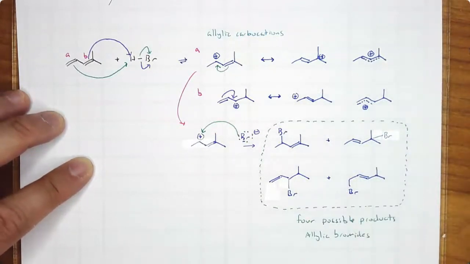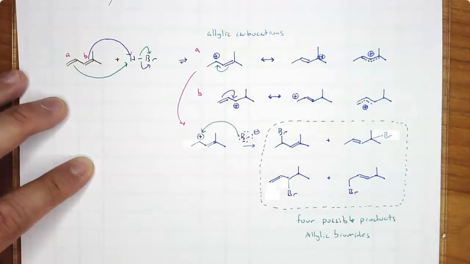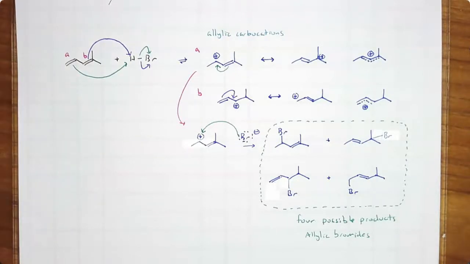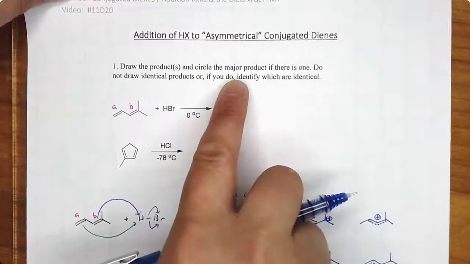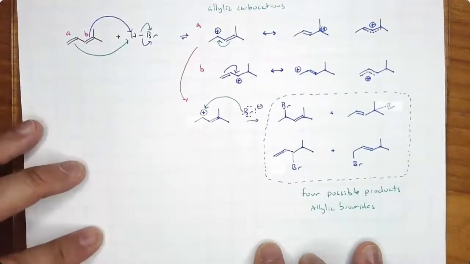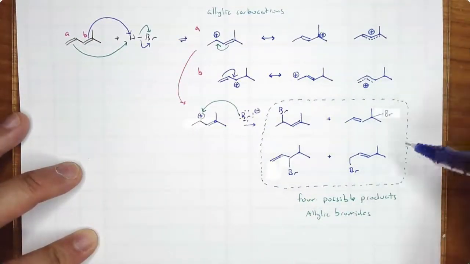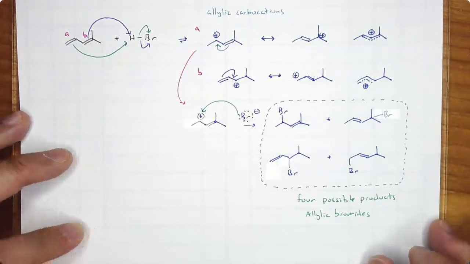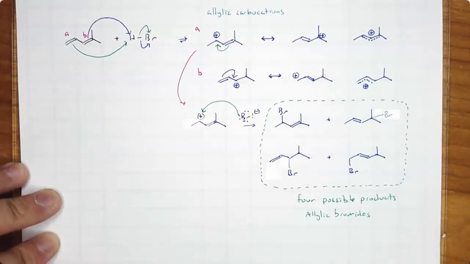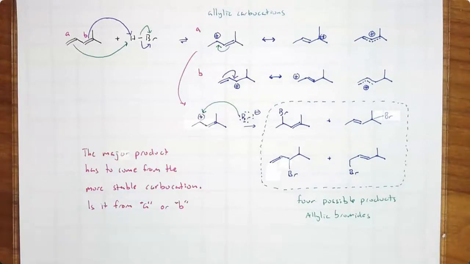Okay, so that takes care of drawing all the products, but the problem also asks to identify the major product. Oh, the other thing is that, a quick check, none of these are identical. Something that's very useful to remember is the major product has to come from the more stable carbocation. So here's where language is very important.